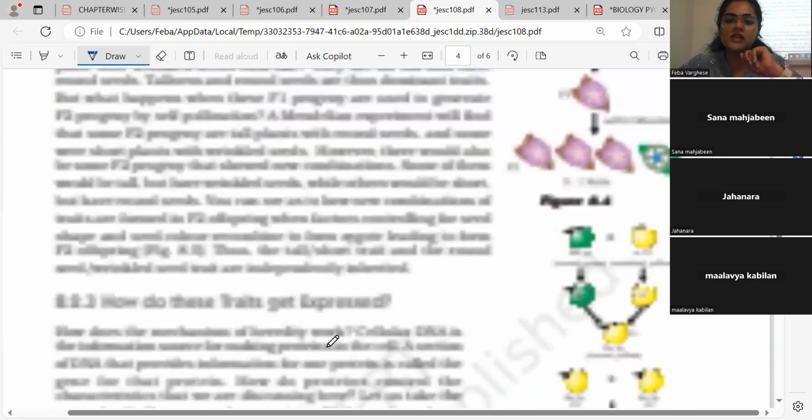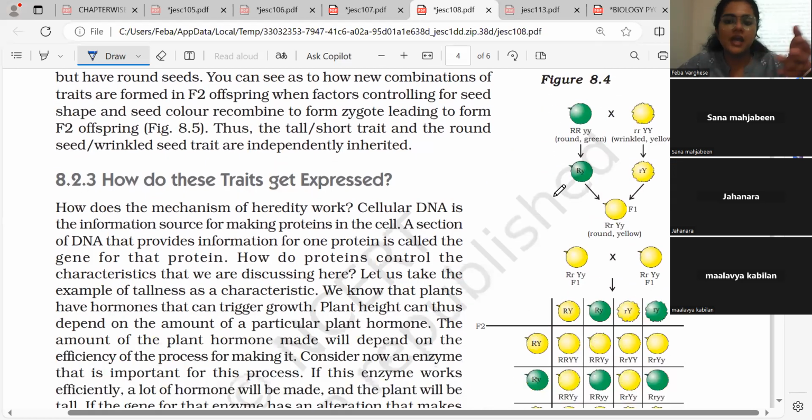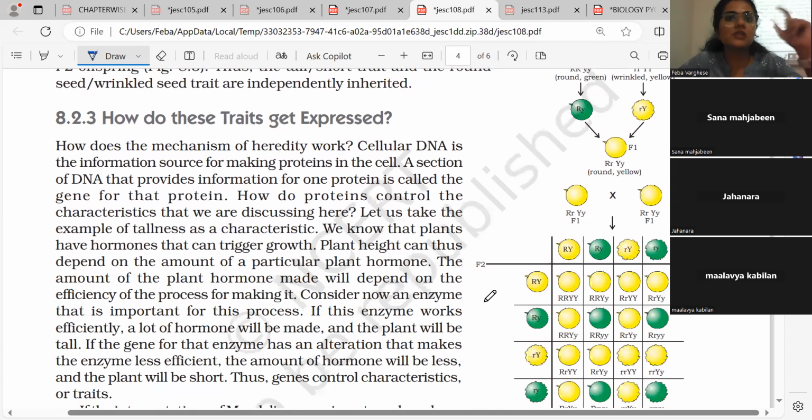Now, about the dihybrid cross. What is a dihybrid cross, guys? Two characteristics are taken into consideration, and then you are seeing the inheritance pattern of these traits, how they are expressed. And after doing the dihybrid cross, Mendel could give another law, that is the law of independent assortment.